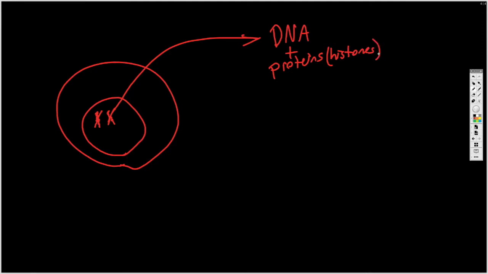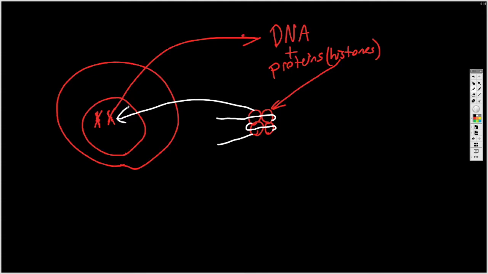Okay? So DNA is like a long string, and these histones are kind of like these little circular things here. Okay, so these are the histones. And DNA kind of wraps itself around these histones. So it kind of wraps its way around these histones. And when that happens, you get this organized structure known as a chromosome.